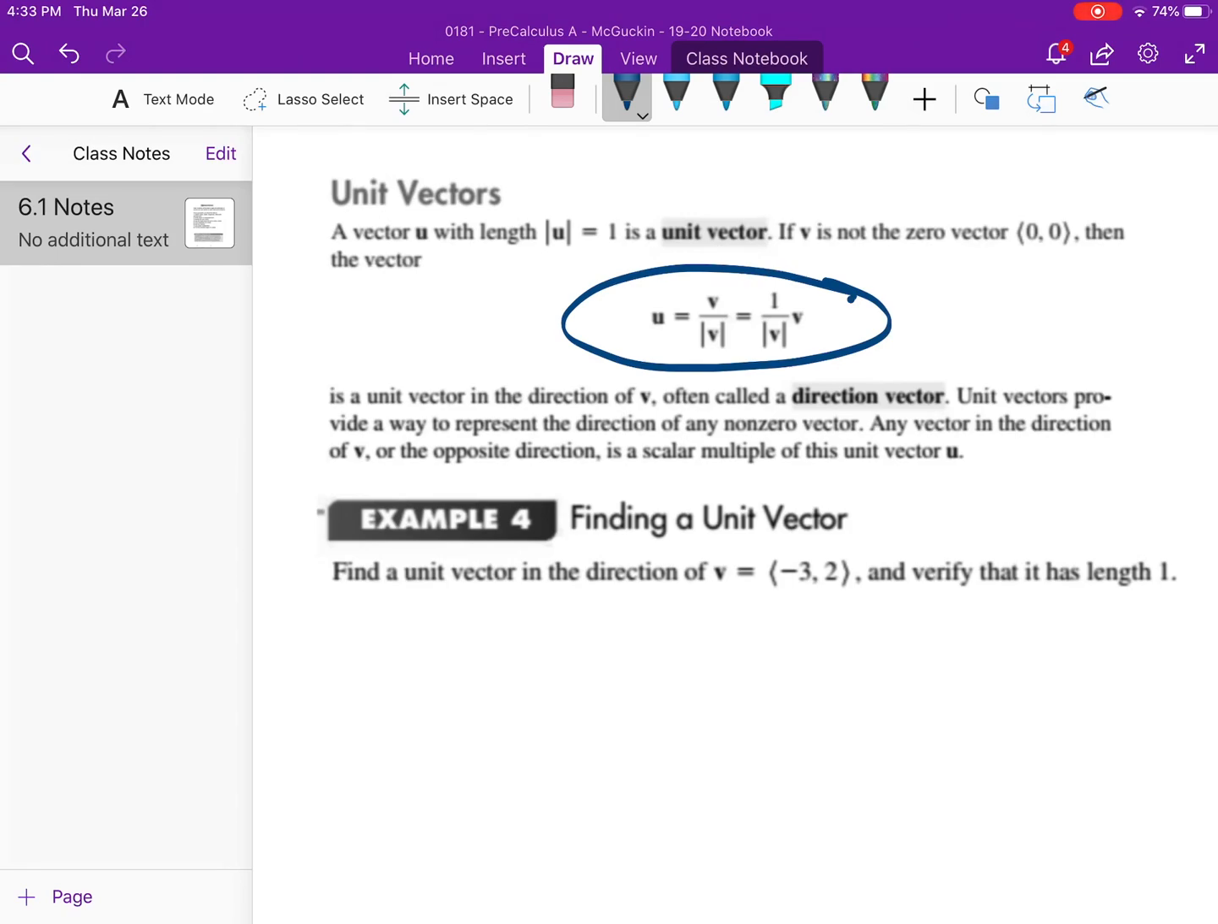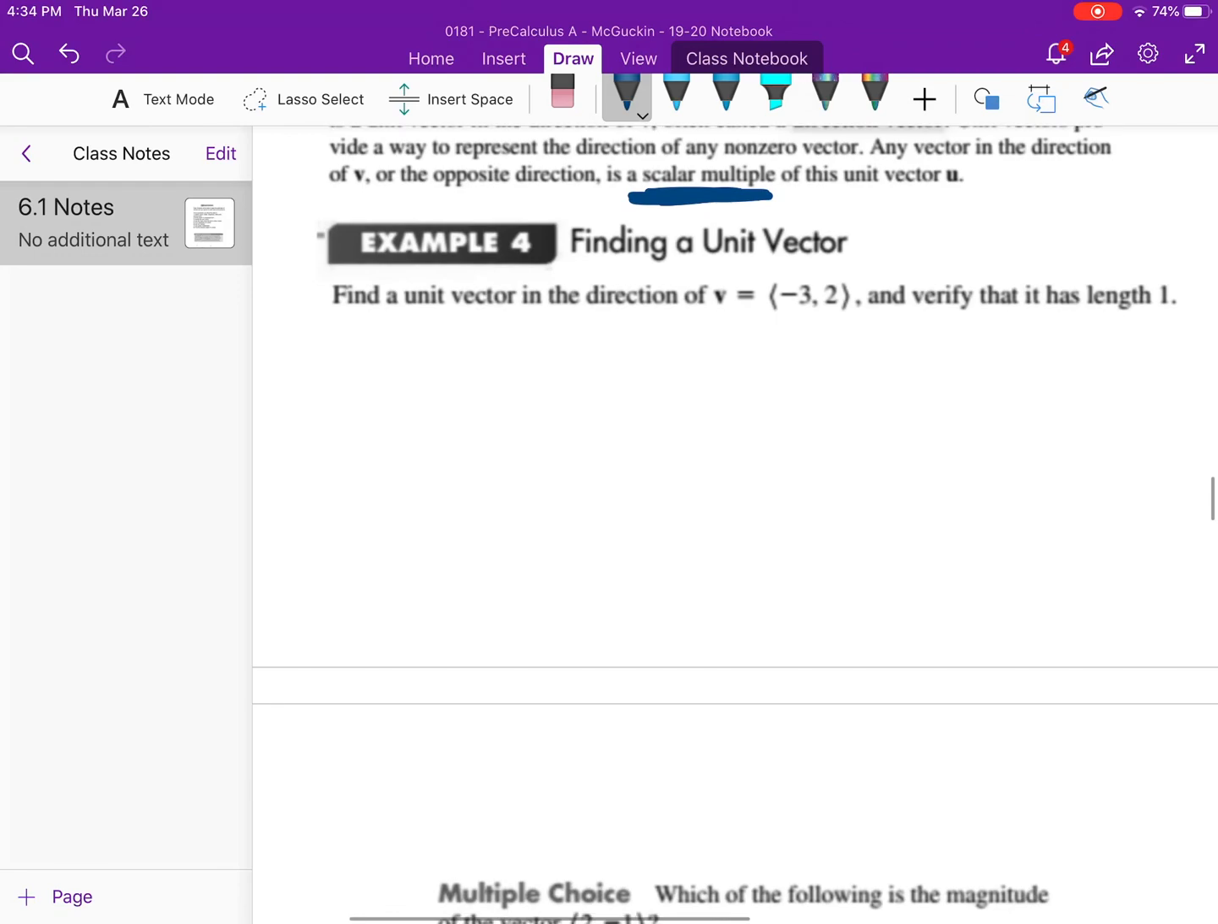The reason why is because unit vectors provide a way to represent the direction of any non-zero vector. And then, of course, any vector in the direction of this case, V, or in an opposite direction, is going to be a scalar multiple of this unit vector. So really, using these unit vectors will provide us information about the direction vector and allow us to identify scalar multiples of the unit vector.